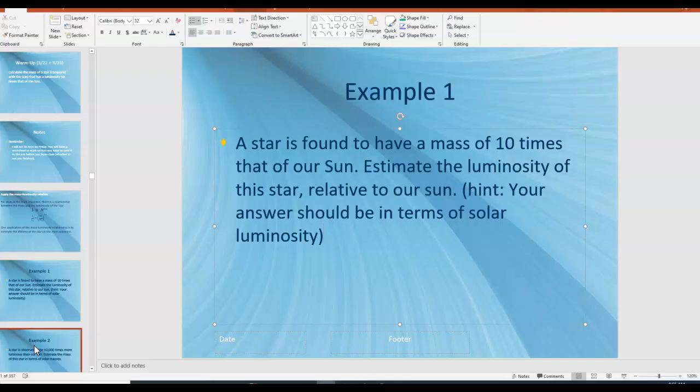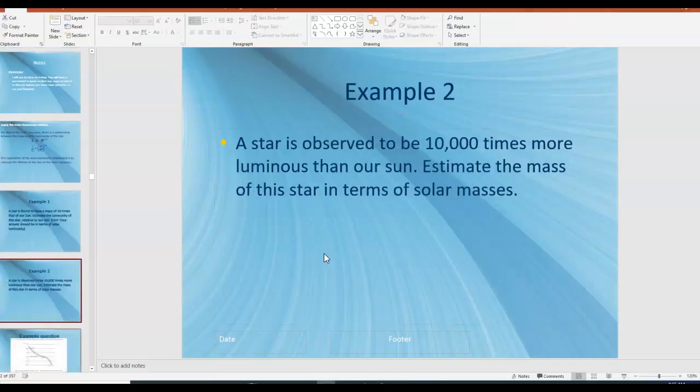So I'm going to erase this, and I'm going to do one or two more examples. Example 2. It says a star is observed to be 10,000 times more luminous than our sun. Estimate the mass of the star in terms of solar masses.